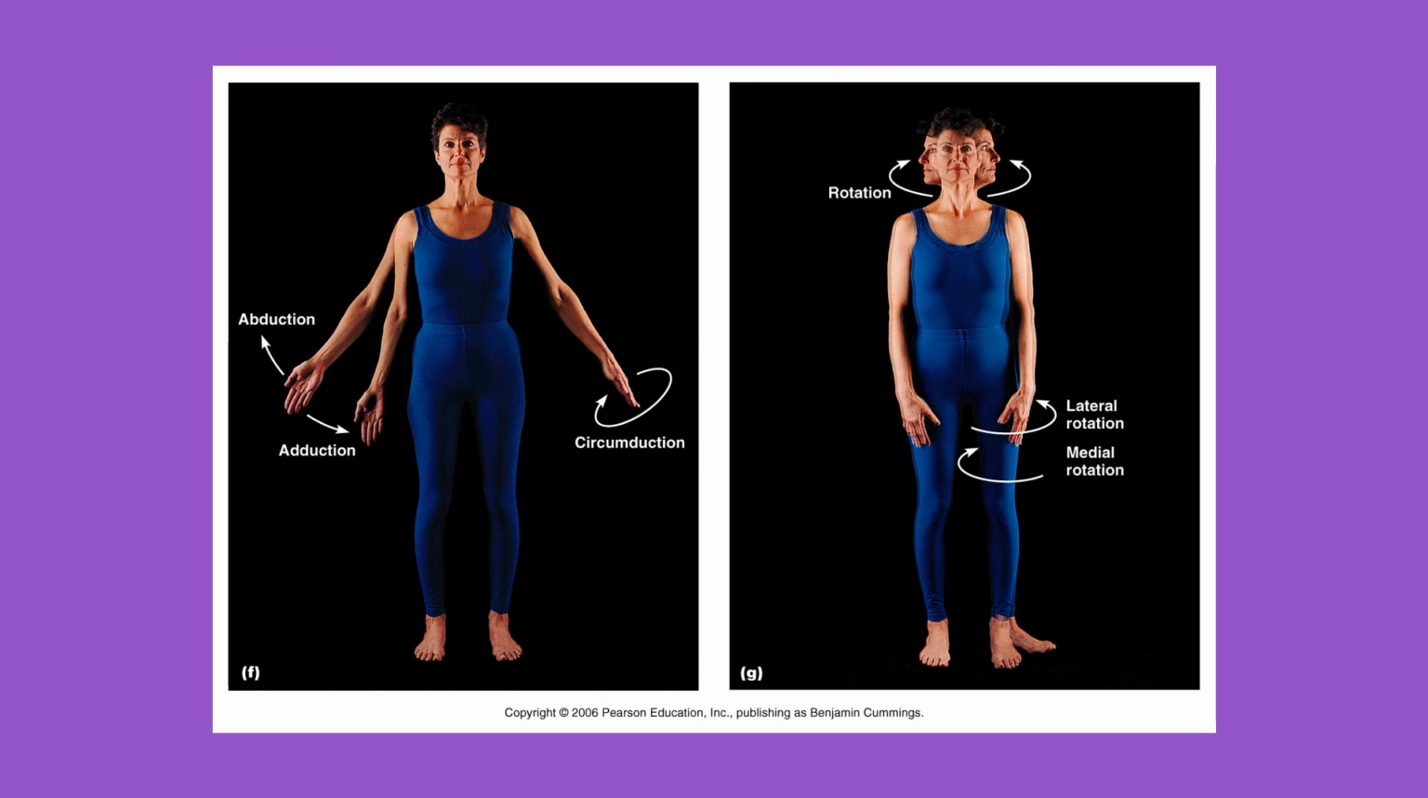So abduction, we are doing a movement. Abduction is like you are taking the arm, and you're moving away from the body. Adduction, you're adding it back in. And then circumduction, you keep the arm straight and you just move it around like this.